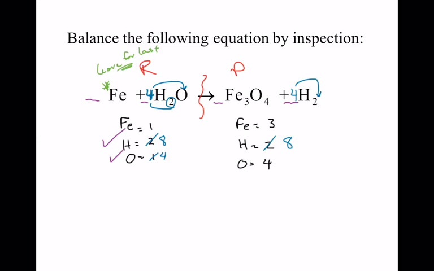Now the only thing that's not right are irons, and I can see that I have 3 on the product side. I can get 3 on the reactant side if I put a 3 here. And now I update my irons, and now I got 3 and 3, so I'm cool. So the set of coefficients would be 3, 4, 1, and 4. Looks pretty good.